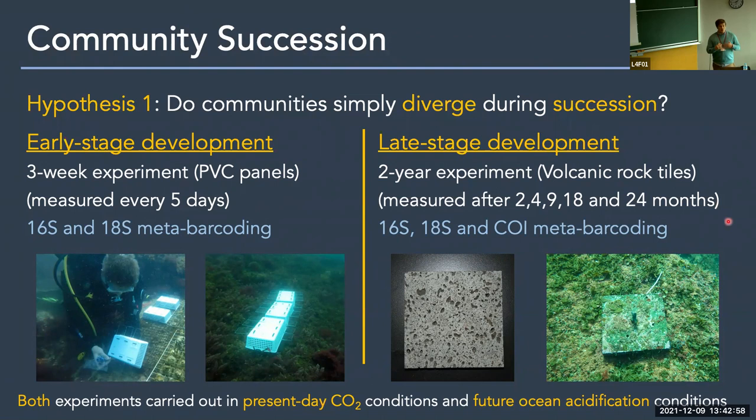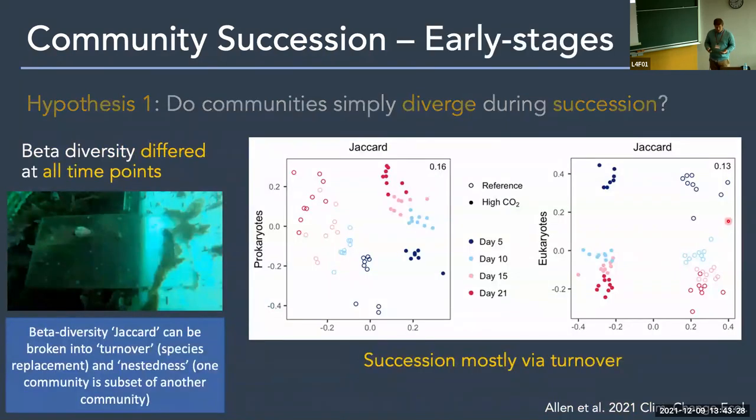Then looking at some of the more longer term, we also did a study that I carried out over 2 years, in which at different time points, so here after 2 months, 4 months, 9, 18, and 2 years, some other metabarcoding where we're moving away from the initial biofilm and actually moving towards quite climax communities where you have very developed macroalgae as well as the fauna that's actually using it as a habitat.